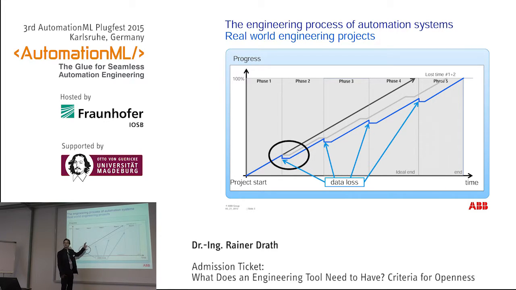By handing over data from one phase to the next phase, we have to retype or somehow grab the data out of the tool into the next one. This just eats time. And the next effect is that we lose data that has already been developed and engineered, and we have to redevelop and re-engineer them, and the effect on the overall progress is quite amazing.